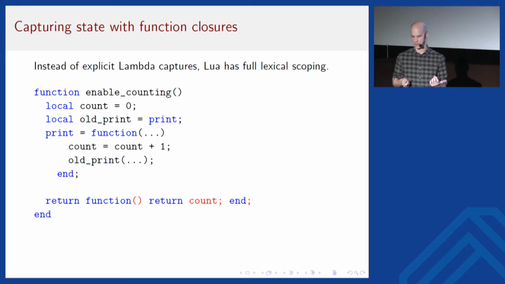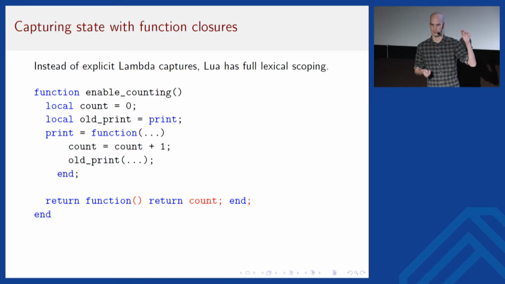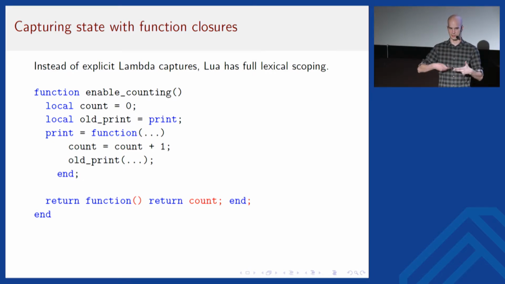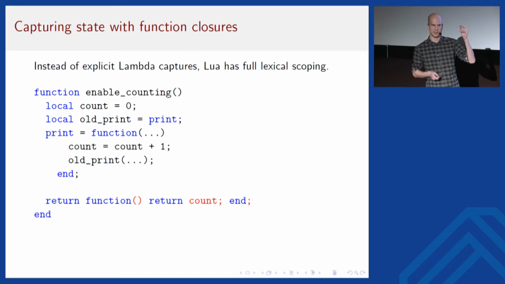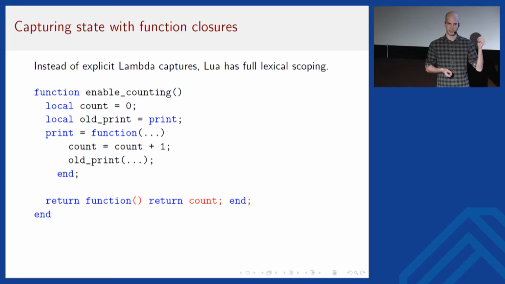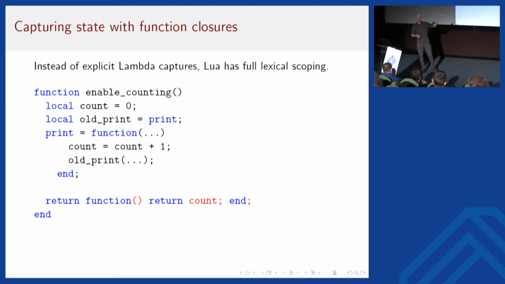And the Lua VM goes to great lengths under the hood to make sure that this works. The problem is the lifetime of the local count, right? As soon as the enable counting function ends, you need to make sure that the count variable still stays around. So what the Lua VM does is keep track of the lifetime of the local and of all the closures that refer to it, which in this case are two. It's the new print function and the function that we return in the end to access the count again.